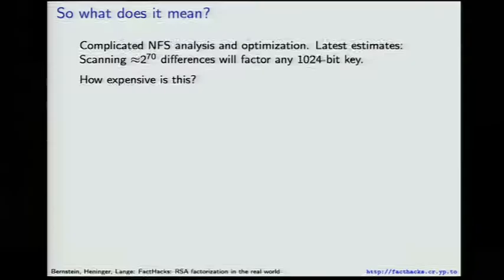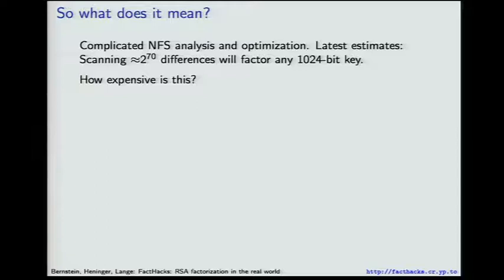All right, what does this mean? Can the attacker actually do the number field sieve once they've put in all these optimizations? Well, if you look carefully at the analyses of the number field sieve, only about 2 to the 70 differences, things like these a squared minus n's. If you look through 2 to the 70 of those and scan them properly, find easy factorizations, do linear algebra, you will factor any 1024-bit key. Now 2 to the 70, how big is that number?